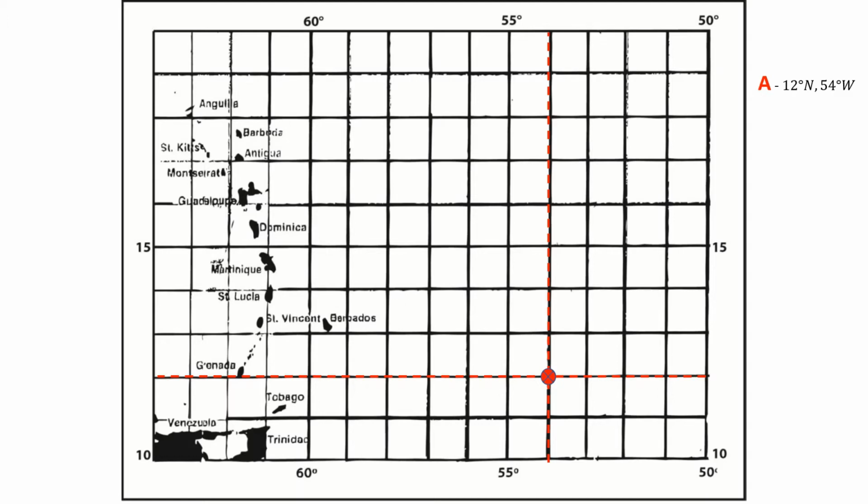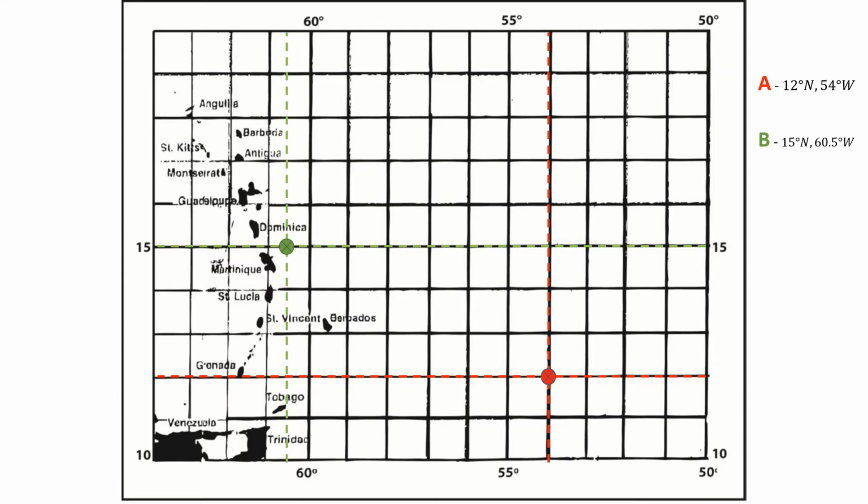Similarly, point B, located 15 degrees north, 60.5 degrees west, is along the 15-degree north line, but also on the 60.5-degree west line. Now our map has a 60-degree west line and a 61-degree west line. So 60.5 degrees west would be halfway between the 60 and 61-degree line. And again, where the lines intersect is the location of point B.